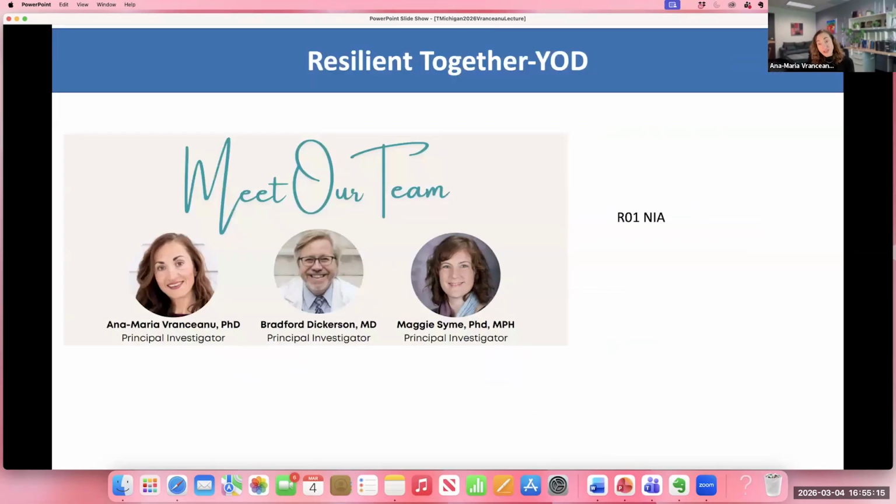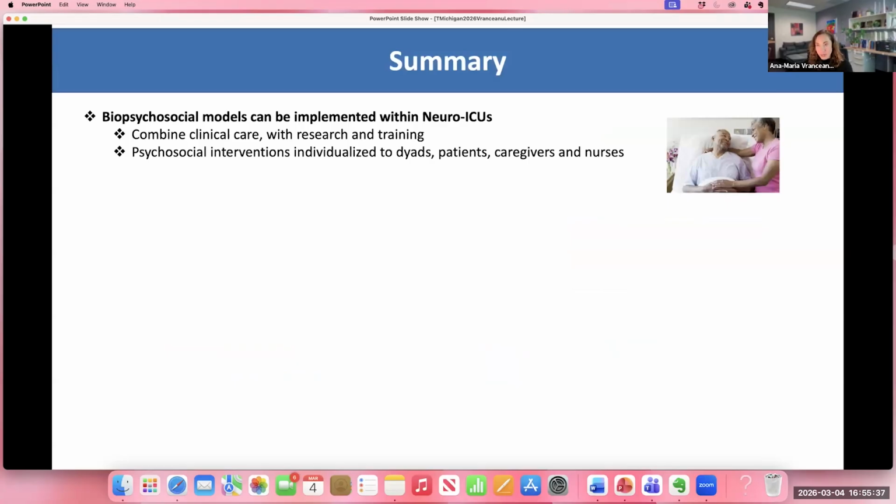And then we just got an R01 from the NIA to do this work with Brad Dickerson and Maggie Saimi in dyads of persons with young, early onset dementia and their caregivers. So we just enrolled 3 dyads so far. So we're very, very early on, but really excited about this work. So just a bit of a summary in the last 2 minutes.